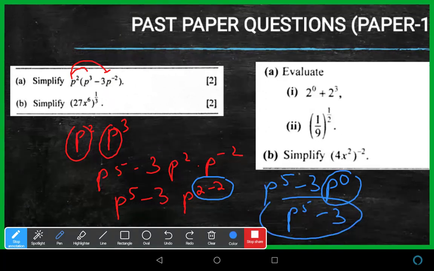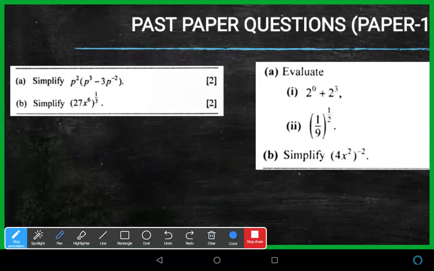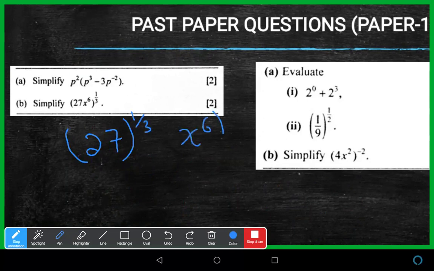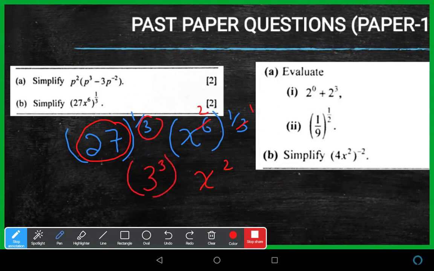Okay, I hope you got how to solve this. Now, part number B, we have to apply the power to 27 and x6, 1 upon 3. After cutting, 3 ones are 3 and 3 twos are 6, it will become x square. As we know that the power is in fraction, we have to cancel out. In the denominator, we have 3. So 3 cube is equal to 27. We have to cancel out this, and 3x square will be our final answer.